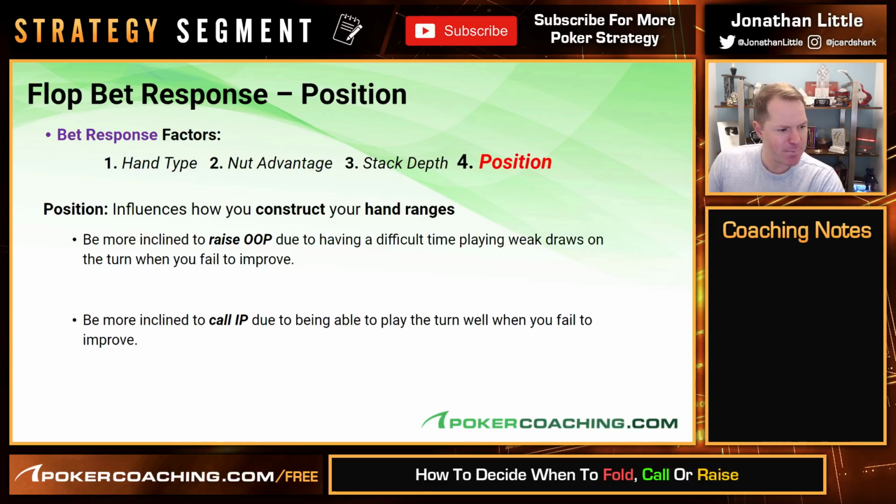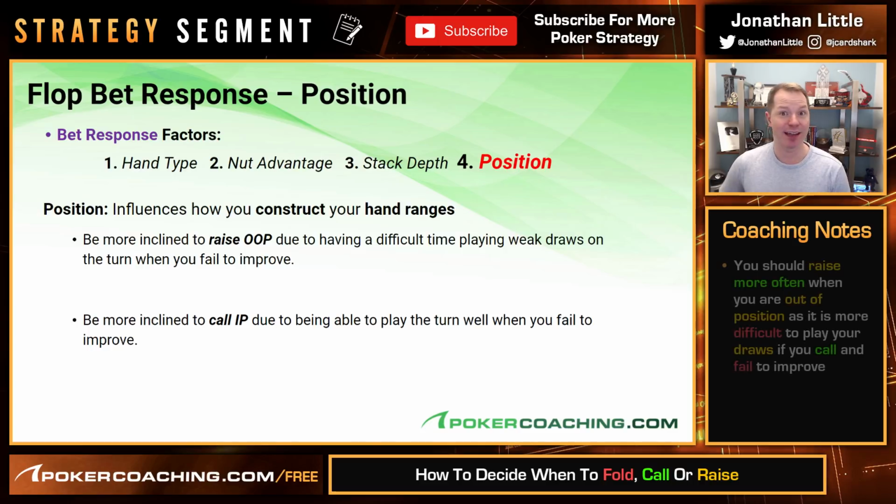Okay, let's take a look at position. This influences how you go about constructing your ranges. A very important point is that you want to be more inclined to raise when you are out of position, due to having a difficult time playing the weak draws on the turn when they fail to improve. You don't really want to call with a bad gutshot straight draw out of position and then just have to check fold it a lot on the turn. That's not what you want.